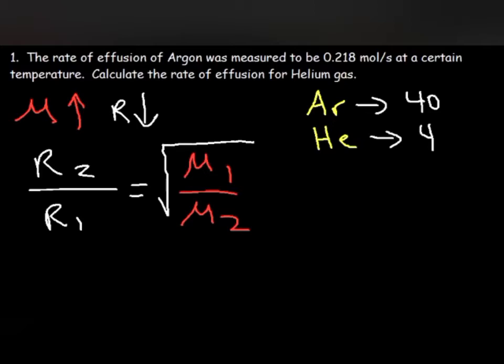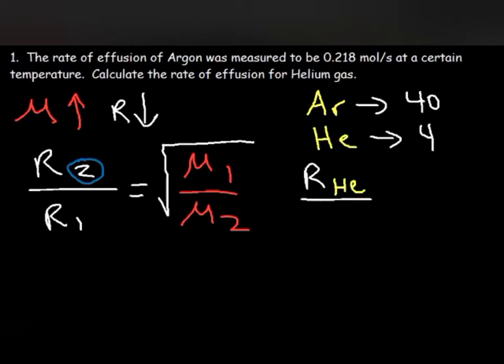So we want to find the rate of effusion for helium. I want helium to represent subscript 2. The reason being is it's going to be easier to solve for R2 instead of R1. If you try to solve for R1, you're going to have to flip the fraction, but I'm going to prefer to solve for R2. So helium is going to correspond to subscript 2, and argon is going to correspond to subscript 1.